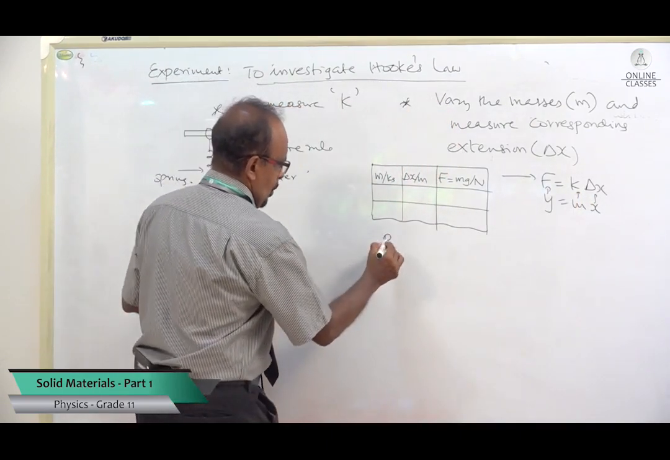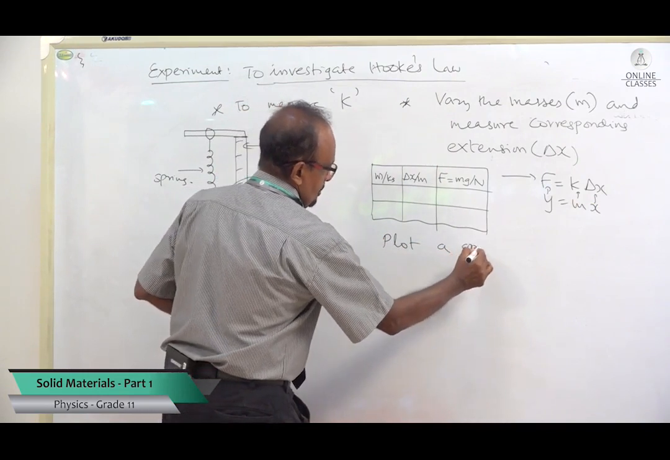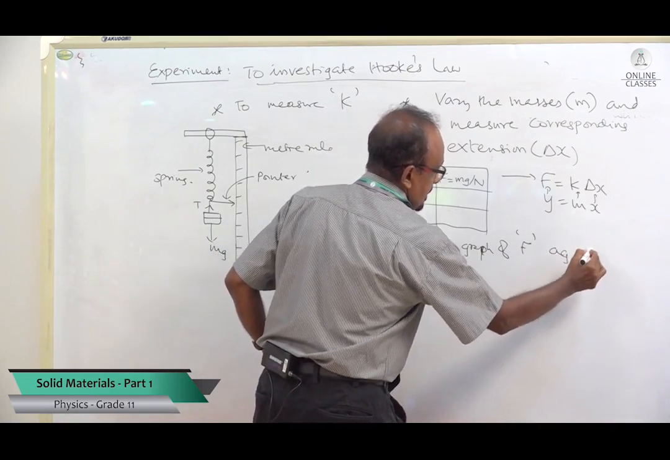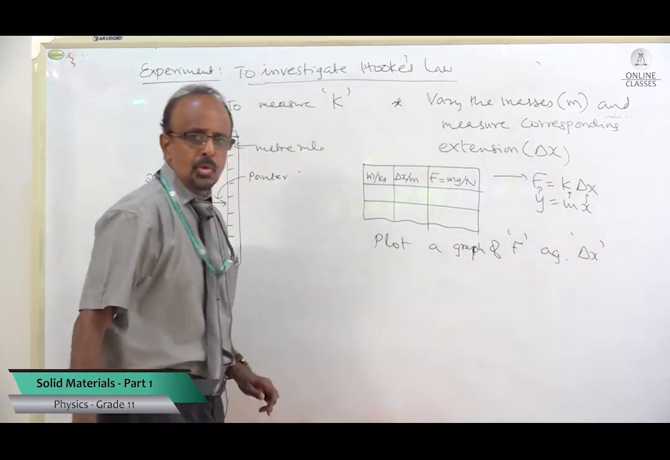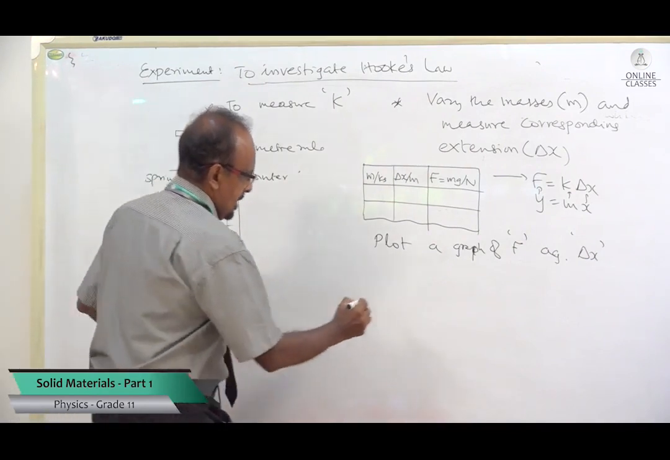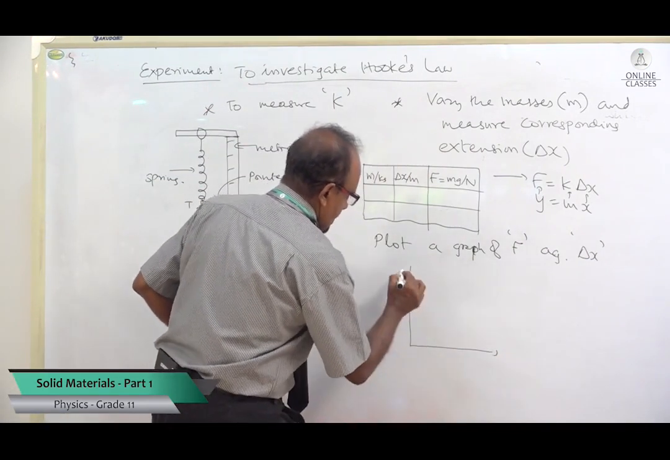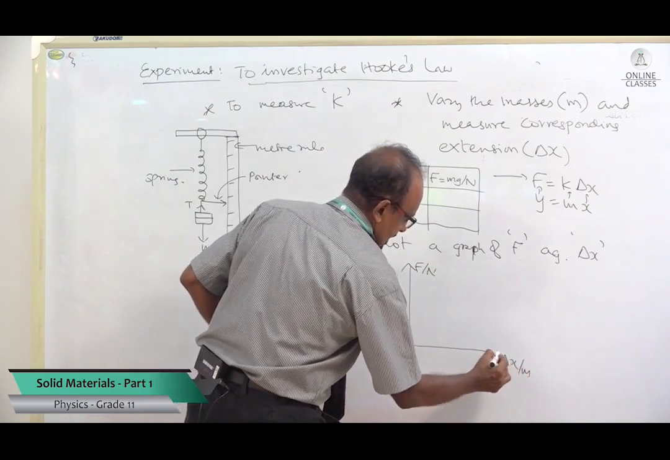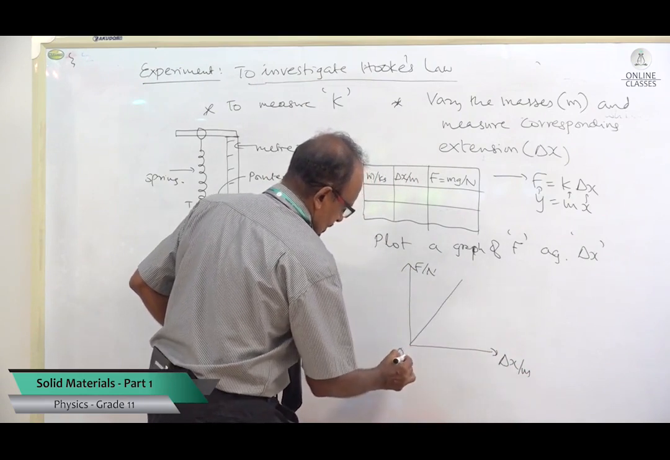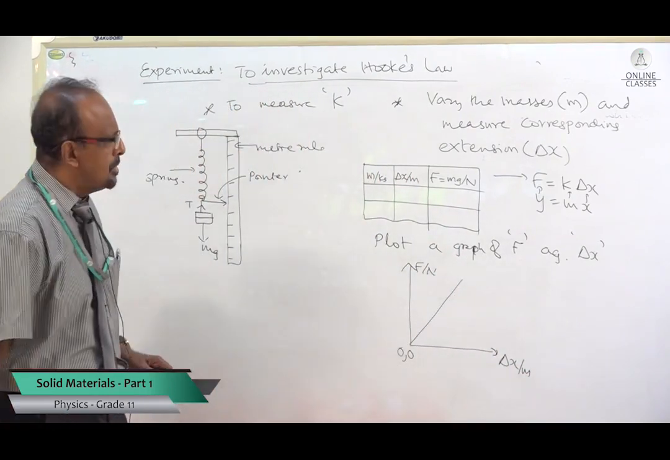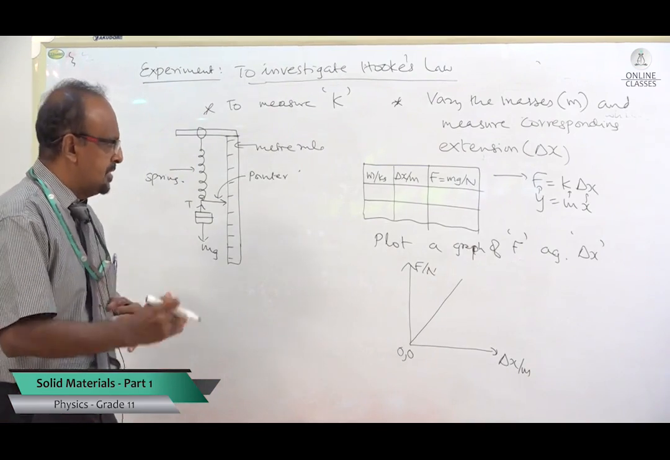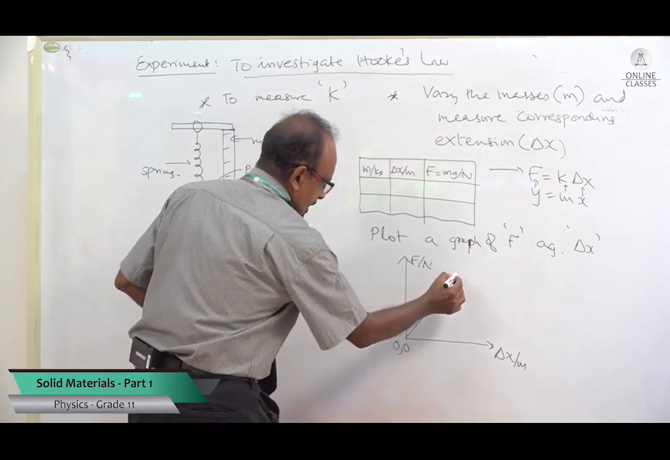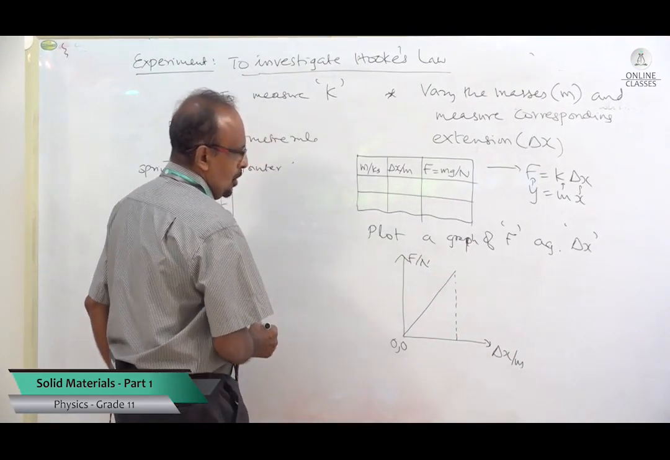We can plot a graph of force against delta x. Force will be on the y-axis and delta x on the x-axis, a straight line graph through the origin. So we can assume that the material is not past the elastic limit or limit of proportionality. Then in the straight line part we can calculate the gradient.